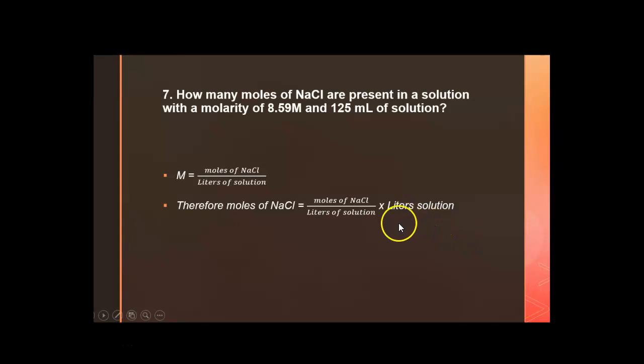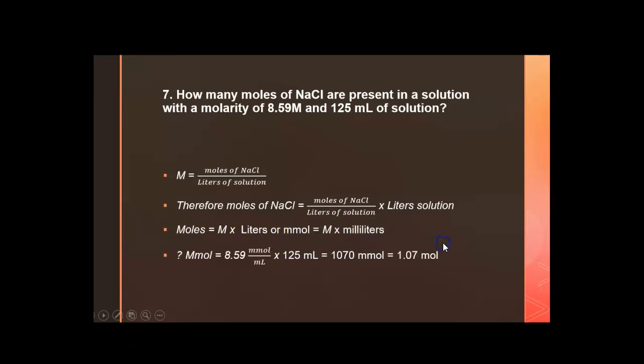So I always recommend when you do a calculation involving that capital M, change it to moles over liters or millimoles over milliliters. So we multiply the molarity times the volume, and we get whether it's millimoles or moles. And here we get question mark millimoles is 8.59. There's your capital M translated times 125 milliliters. That's 1,070 millimoles, or 1.07 moles.